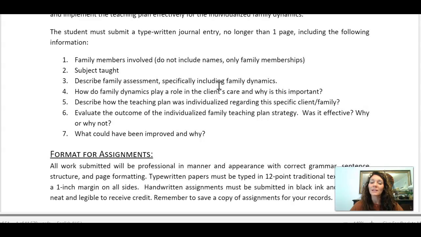And then evaluate the outcome of that individualized family teaching plan strategy. Was it effective? Why? Why not? And what did you learn from the process? How could you improve it next time? Okay, and why?